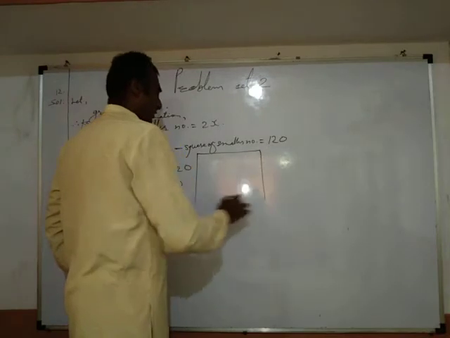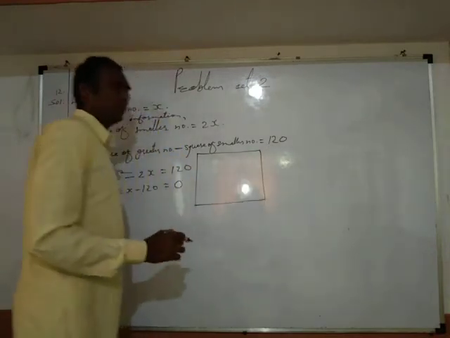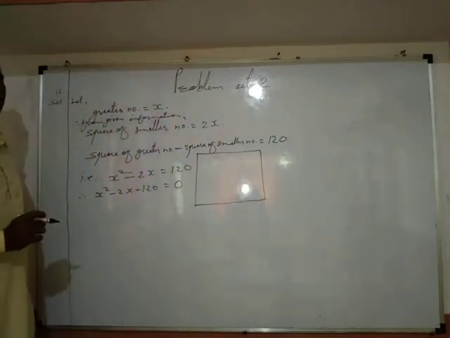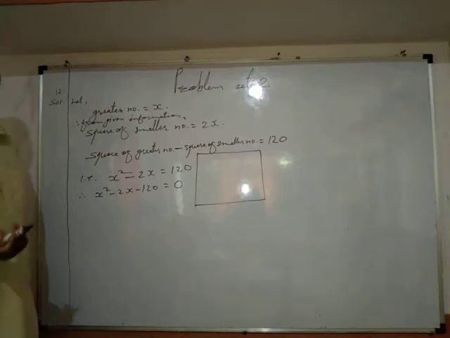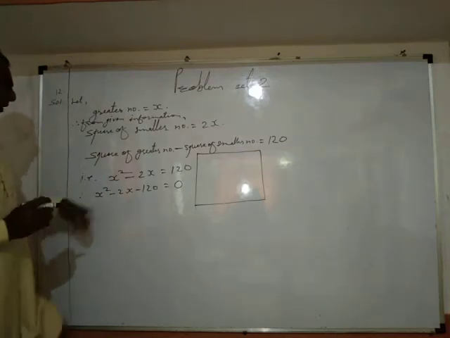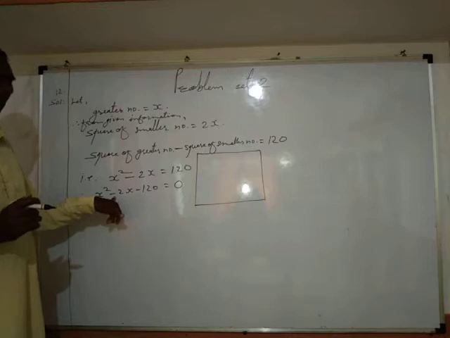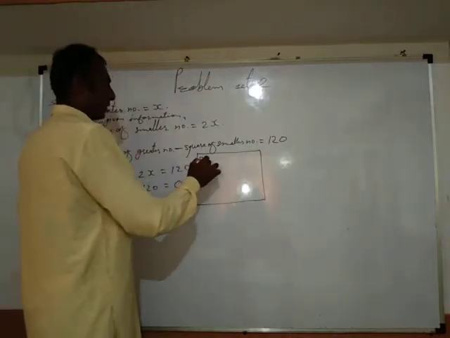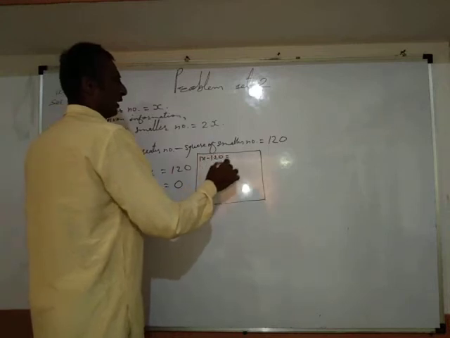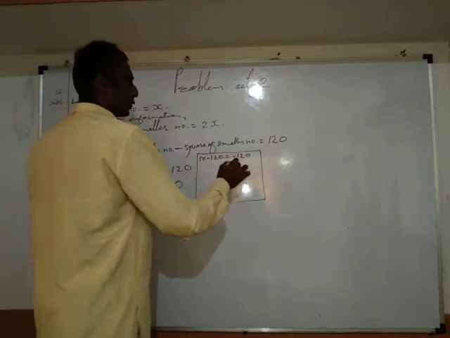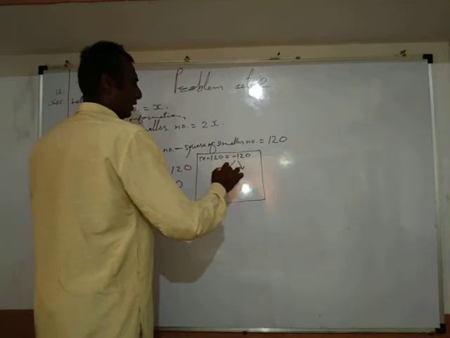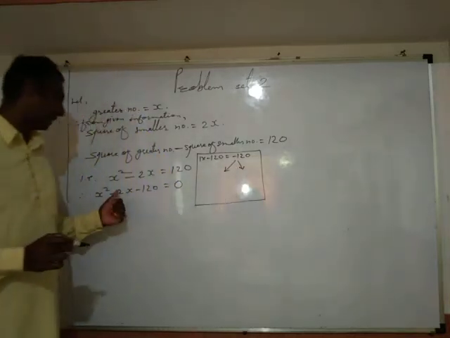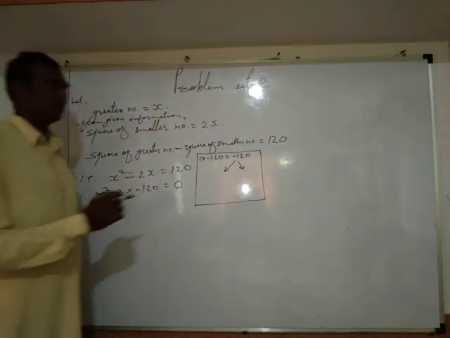Okay, now let's factorize the product of a into c in the form of p into q such that p plus q equals b, and here the value of b is minus 2. a is 1, c is minus 120. Their product is minus 120, and that minus 120 should be factorized such that their addition must be minus 2.